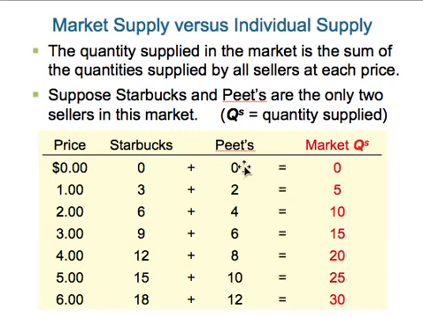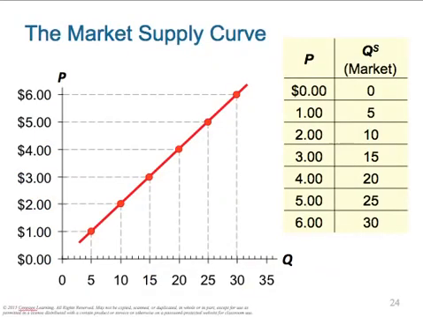At $0, Starbucks and Peet's, nobody's willing to offer lattes. At $1, you have Starbucks willing to do 3 and Peet's willing to do 2. That's a market quantity supplied, QS, of 5, so on and so forth, all the way down to $6, where it's 18 and 12, so 30 total lattes on the market. So we can plot this. Again, positive relationship. At $0, there's 0. At $1, there's 5. At $6, there's 30, so on and so forth. So we just connect the dots, and you have a supply curve.